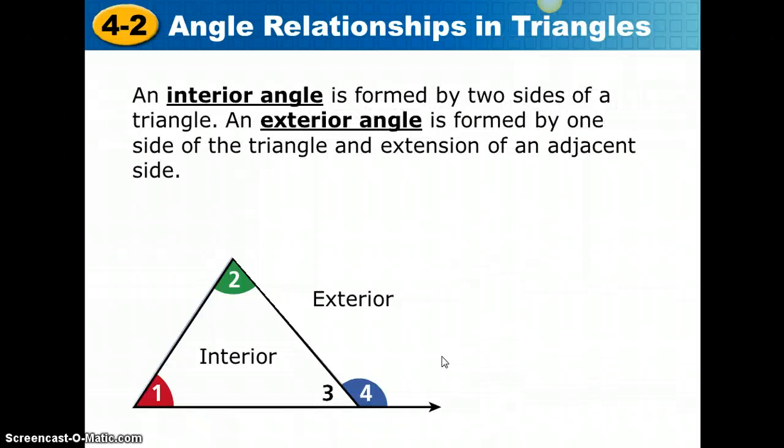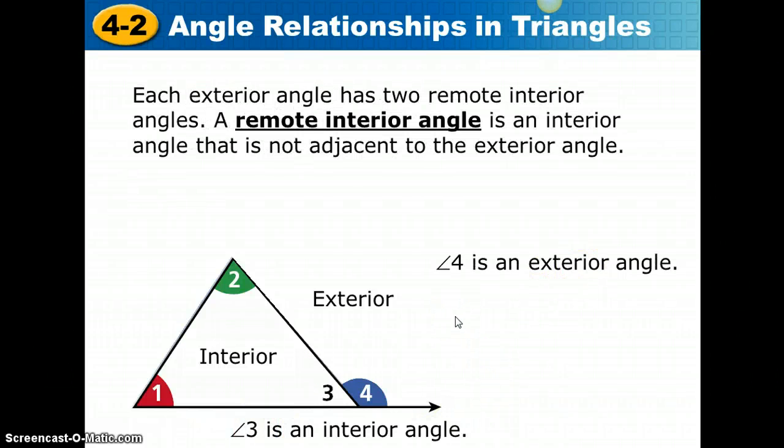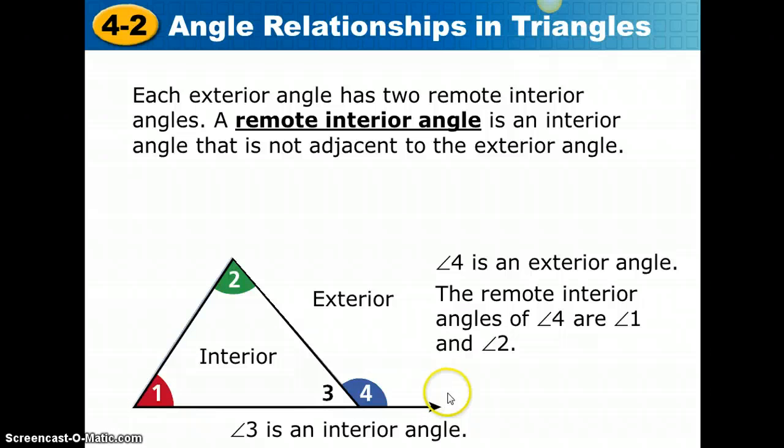An interior angle is formed by two sides of a triangle. An exterior angle is formed by one side of the triangle and extending an adjacent side. So we have an exterior angle here. Angle 3 is an interior angle. Angle 4 is an exterior angle. A remote interior angle is an interior angle that is not adjacent to the exterior angle. So you can see in this case, angles 1 and 2 are the remote interior angles to angle 4. The remote interior angles of 4 are angles 1 and 2.